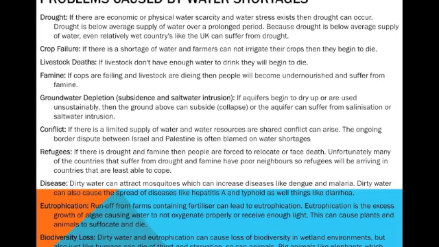Dirty water and eutrophication can cause loss of biodiversity in wetland environments, but also, just like humans can die of thirst and starvation, so can animals. Big animals like elephants, which require large amounts of water, often die in African droughts.